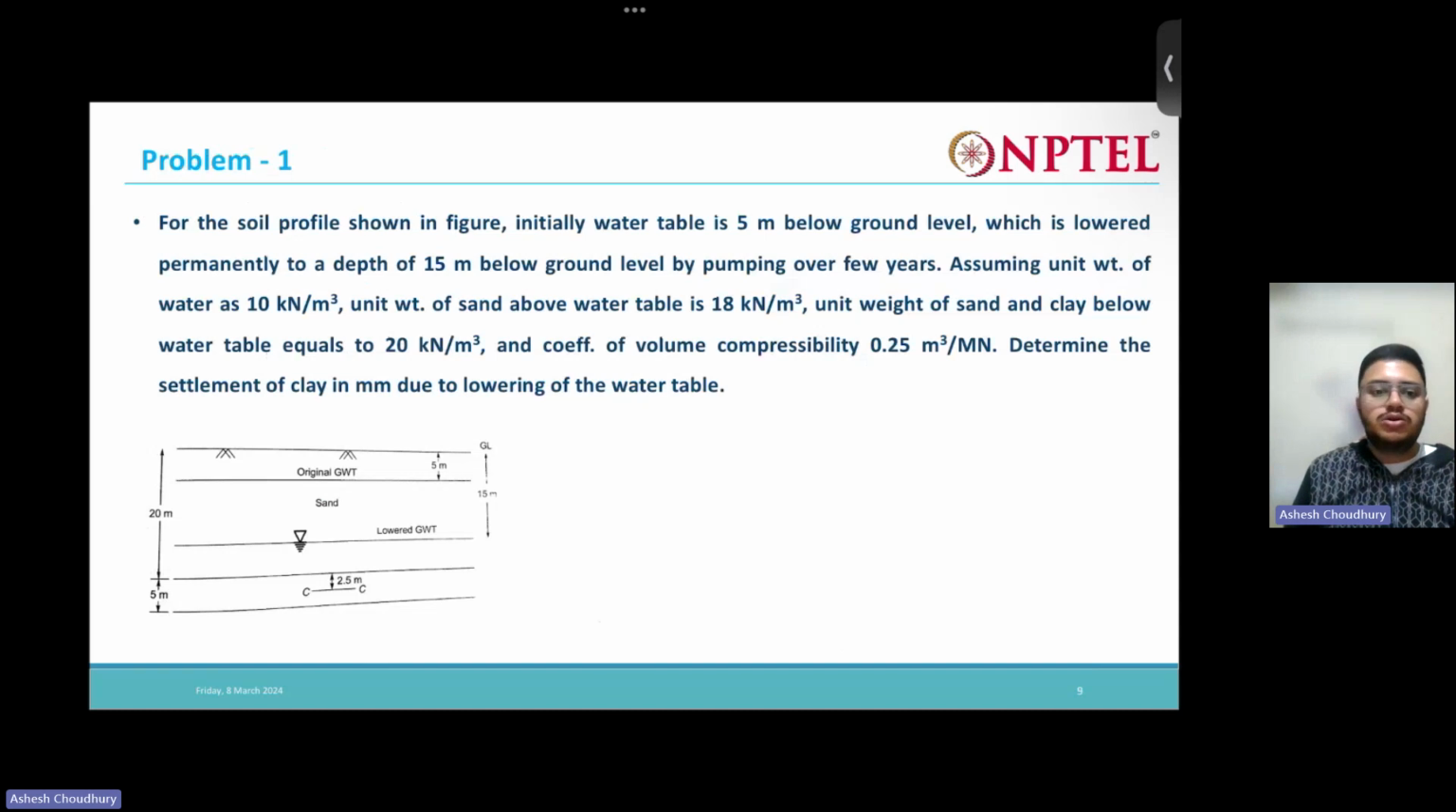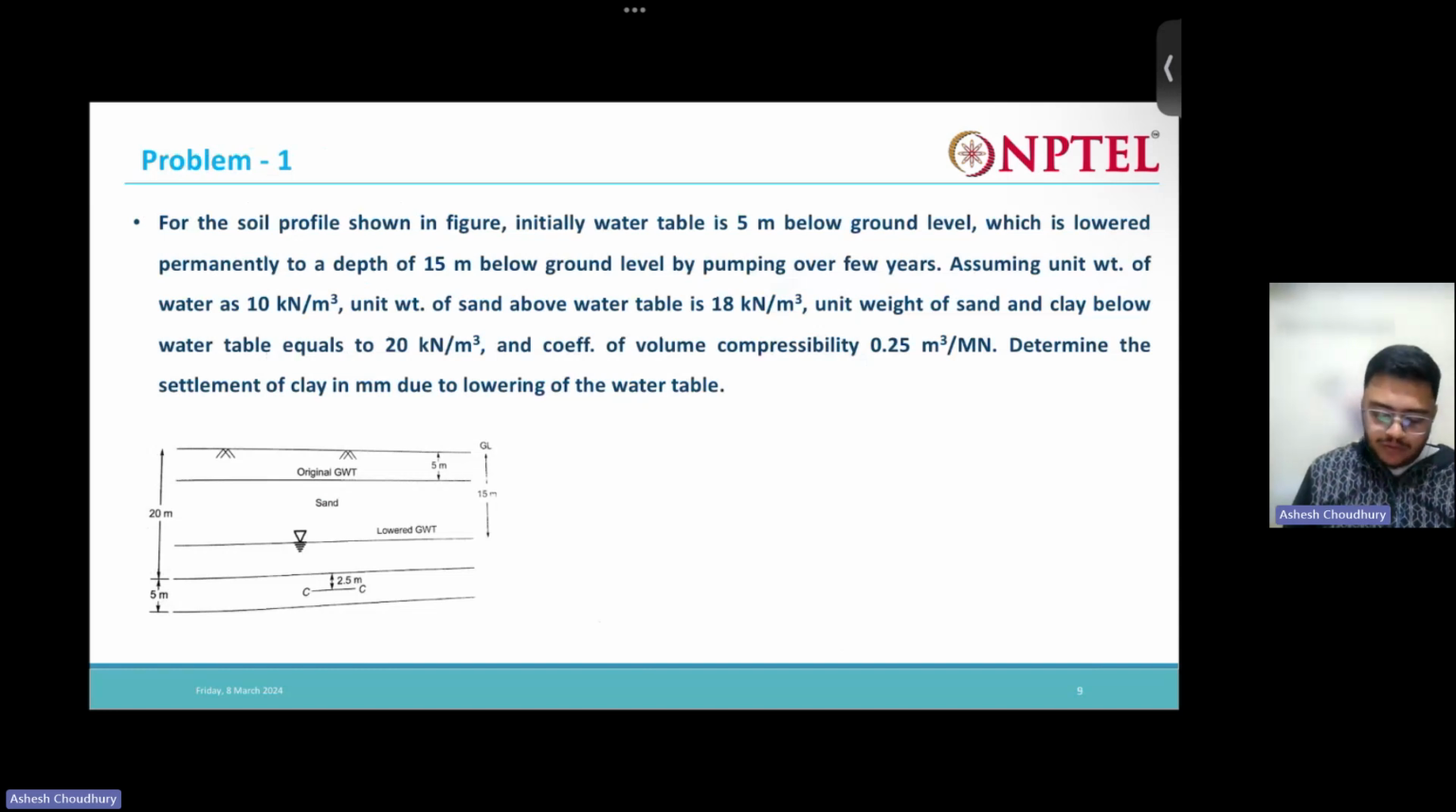Assuming unit weight of water is 10 kN/m³, unit weight of sand above the water table is 18 kN/m³, unit weight of sand and clay below the water table is 20 kN/m³, and coefficient of volume compressibility is 0.25 m²/MN. Determine the settlement of clay in mm due to lowering of the water table.